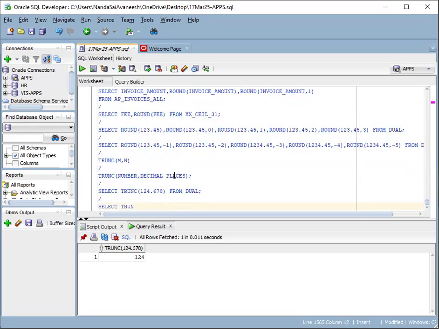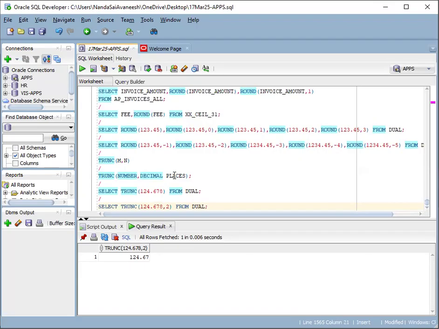Select TRUNC of 124.678 comma 2 from DUAL. So what will happen here? Here it makes the decimal points up to 2 only. TRUNC of 124.678 comma 2 means it is restricting the decimal points to 2 digits only. But it is not verifying whether the next digit is more than 5 or less than 5, and it is not adding to the previous value.